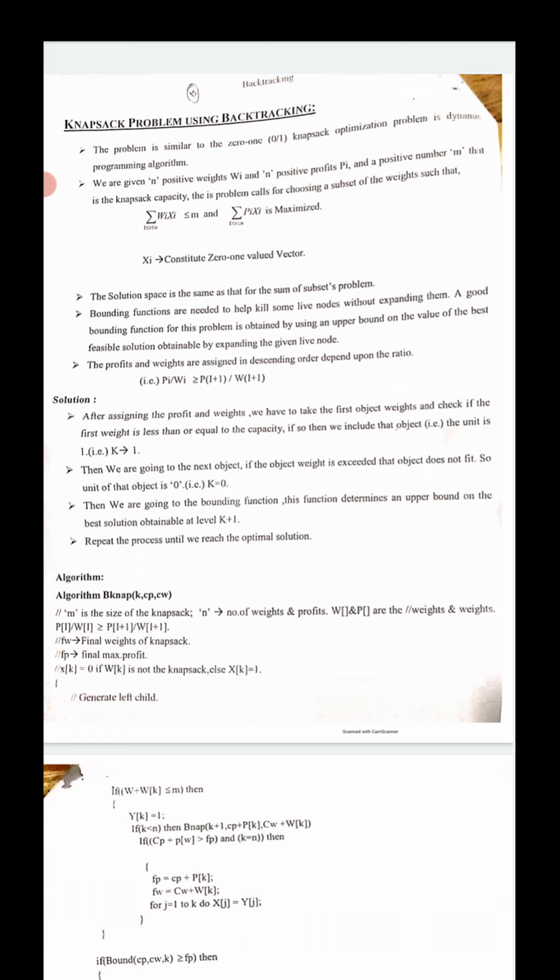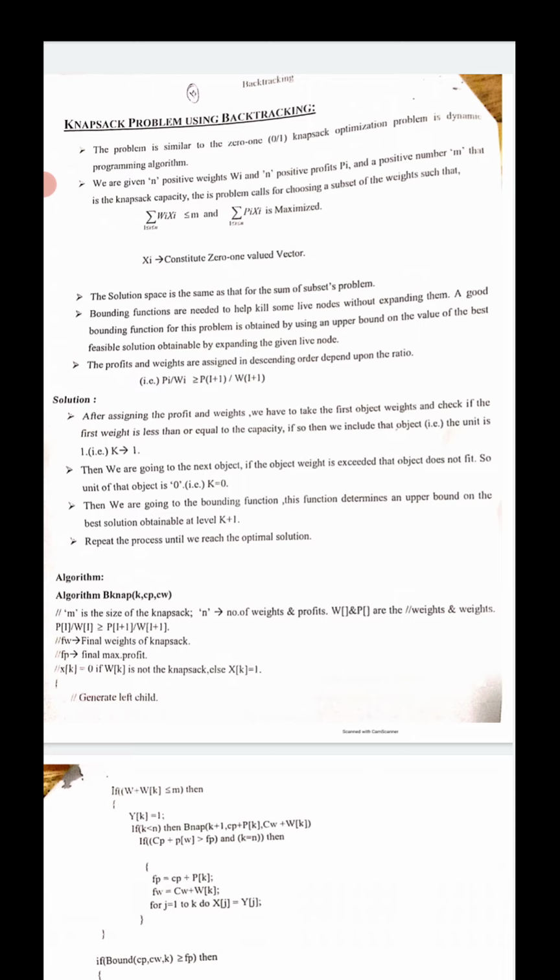We need to generate the left child. Now if cw plus w[k] is less than or equal to m, the bag capacity, then y[k] will be assigned 1. Then check the condition: if k is less than n, then BKnap(k+1, cp+p[k], cw+w[k]). If cp plus p[k] is greater than fp and k equals n, then the final maximum profit fp will be assigned cp plus p[k], and the final weight fw will be assigned cw plus w[k].